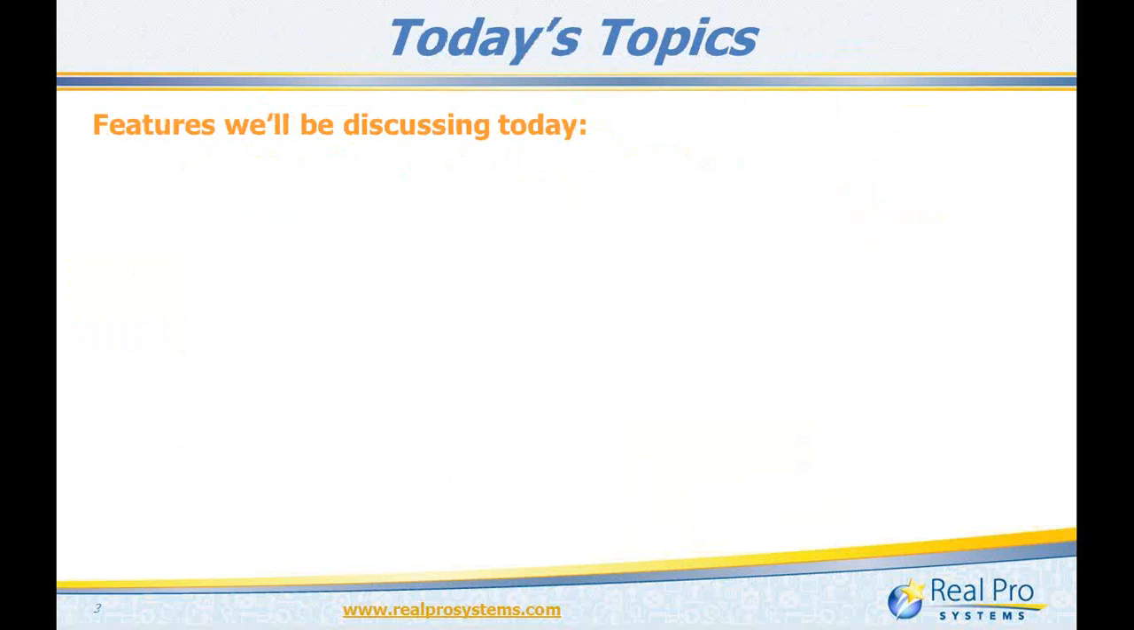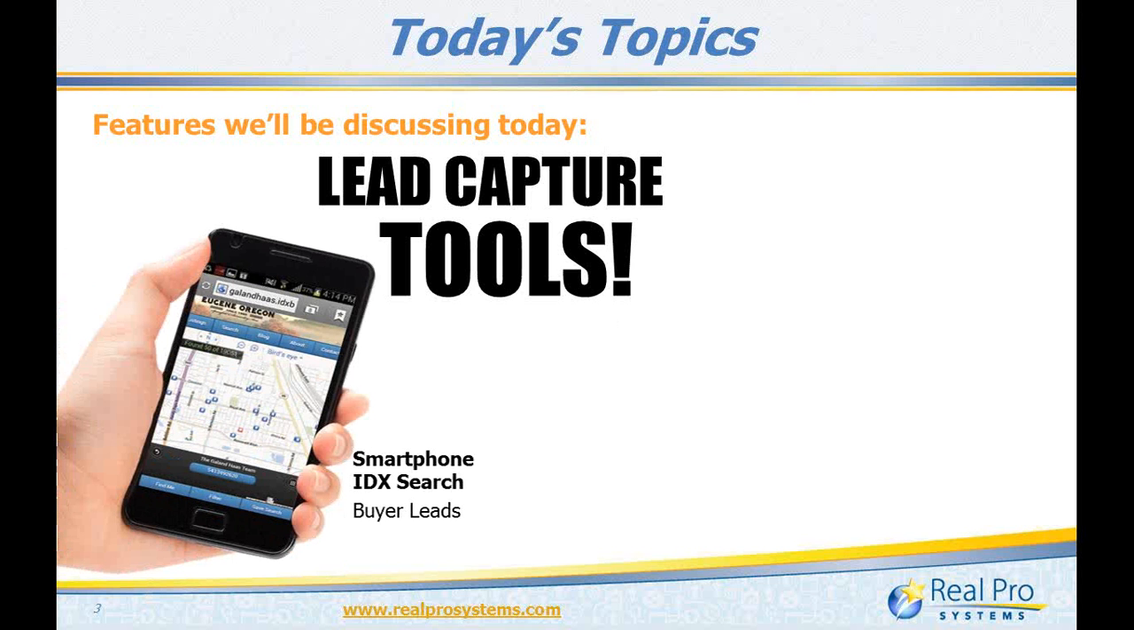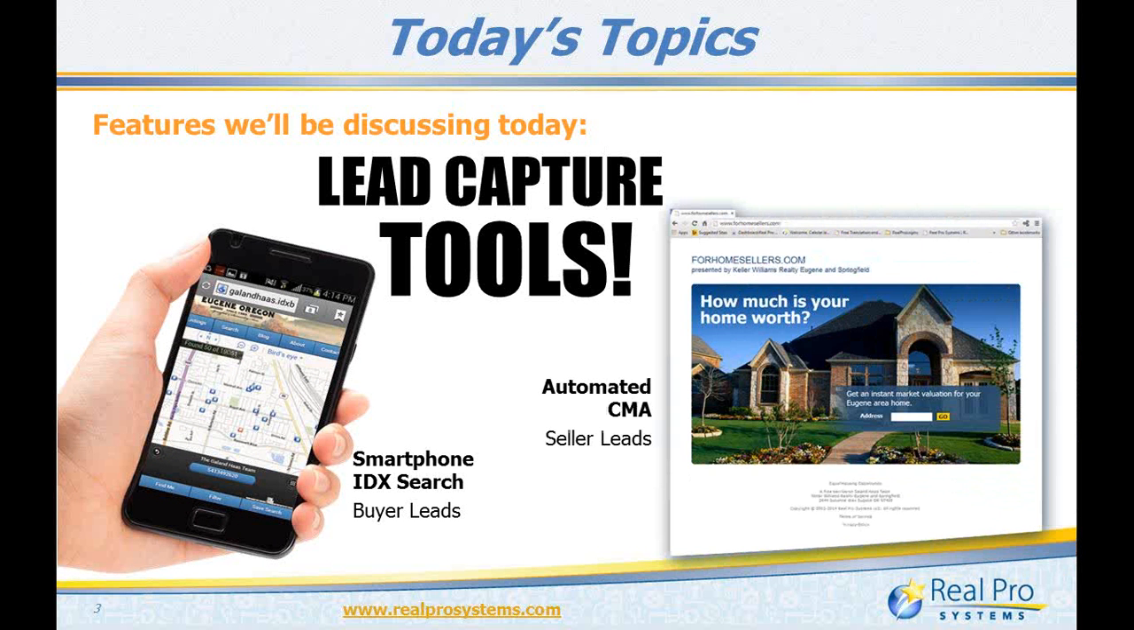So today we'll be talking about two proven and really powerful lead capture tools. These tools are part of the RPS Gold Plus system as well as the Platinum system, but for today we'll be focusing on the Gold Plus system. And those tools are the Smartphone IDX or MLS search tool, which is a buyer lead capture feature, and Automated CMA or comparative market analysis, which is a tool for capturing sellers.